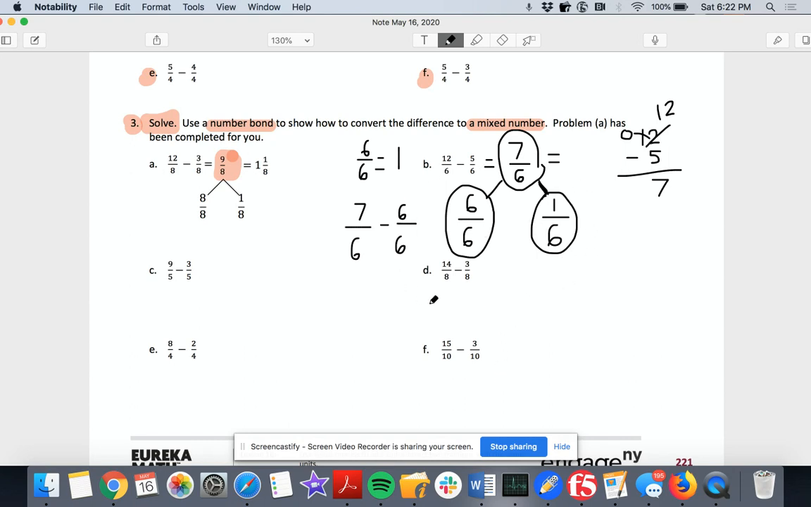So once again, we know that this 6 over 6 is the same exact thing, same exact number as the number 1. So this is equal to 1. And I am left with 1 and 1 over 6. And that would be my final answer. Okay. Go ahead and do C, D, E, and F on your own.